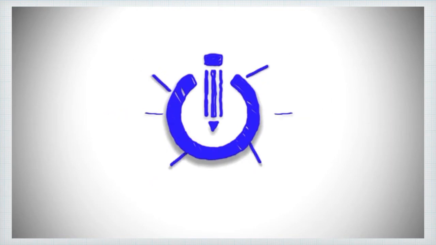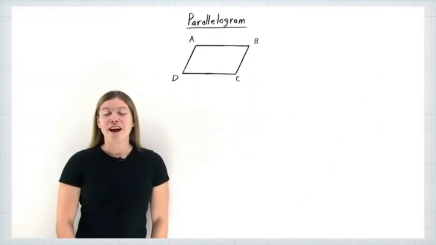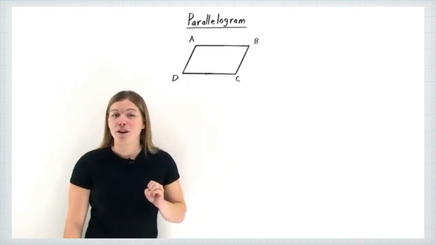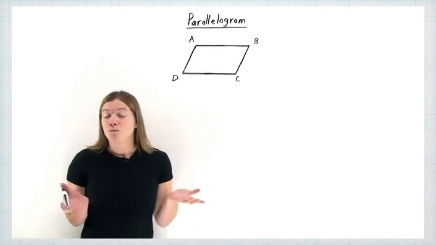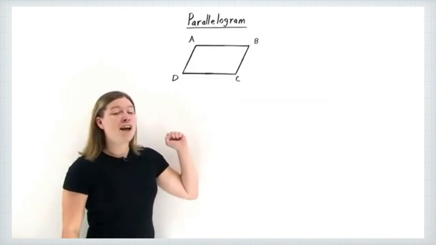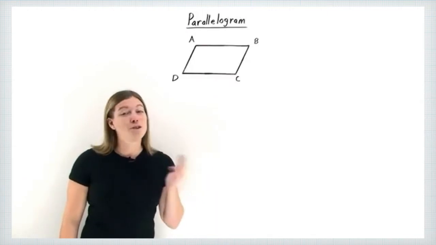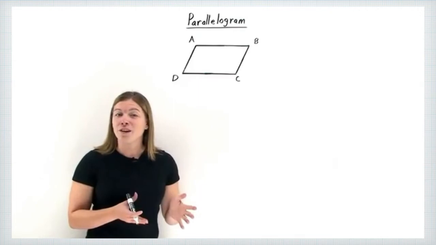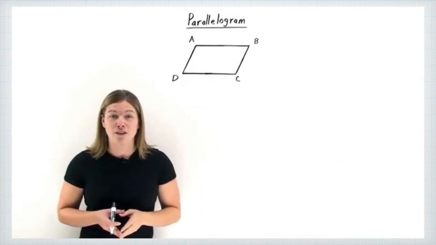So let us first watch a video about parallelograms. Let's define a parallelogram. To do this, let's take the example of a parallelogram written on the board and see if we can figure out what makes it a parallelogram. Well, here we have a figure that has four sides. A four-sided figure is a quadrilateral. So that means that a parallelogram is a type of quadrilateral.